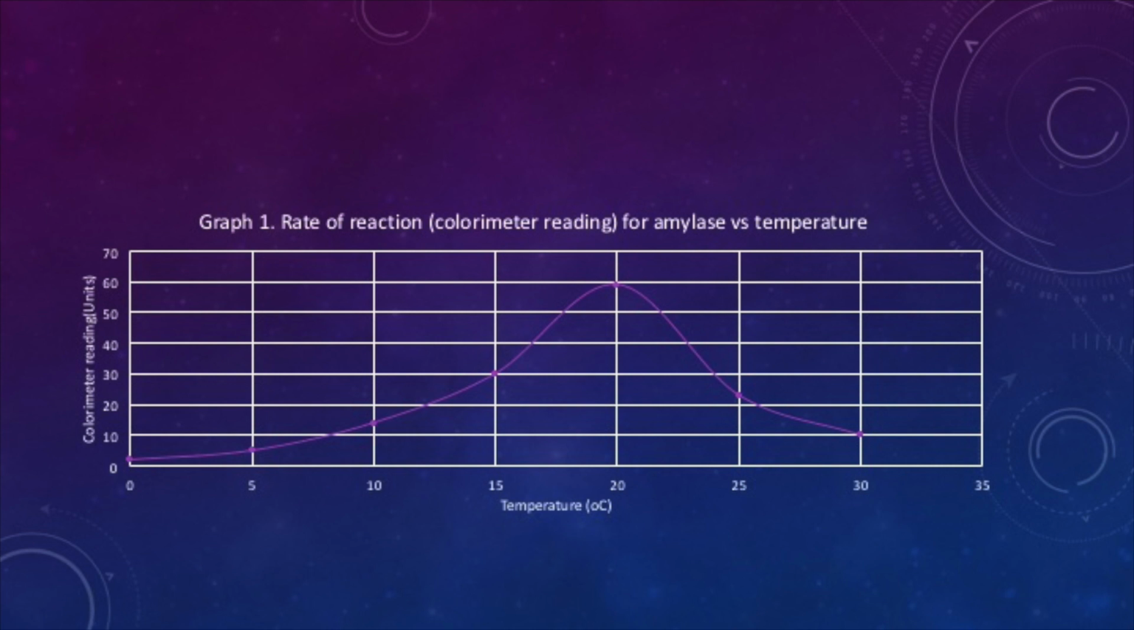Sometimes you might want to label some particular points. For example, for this graph, you might want to label 20 degrees Celsius, which gives a reading of approximately 60, and you can give it a different symbol or give it a different letter. And you can go on in your discussion to talk about the particular point you've marked on your diagram by referring to it as, say, point A on graph 1.